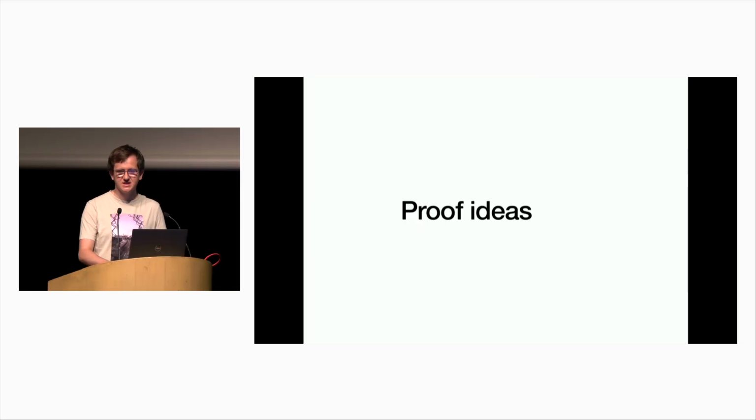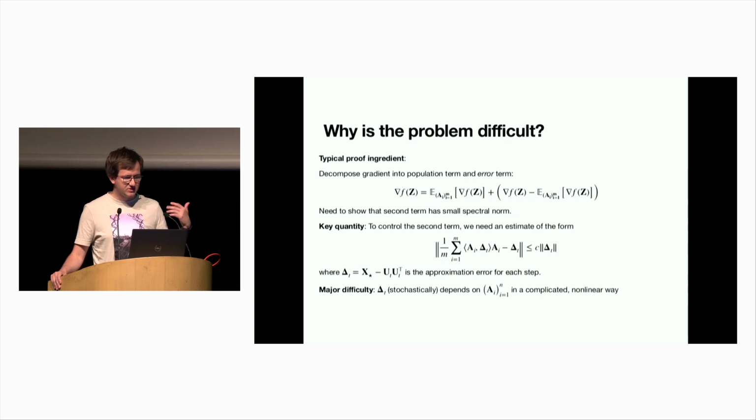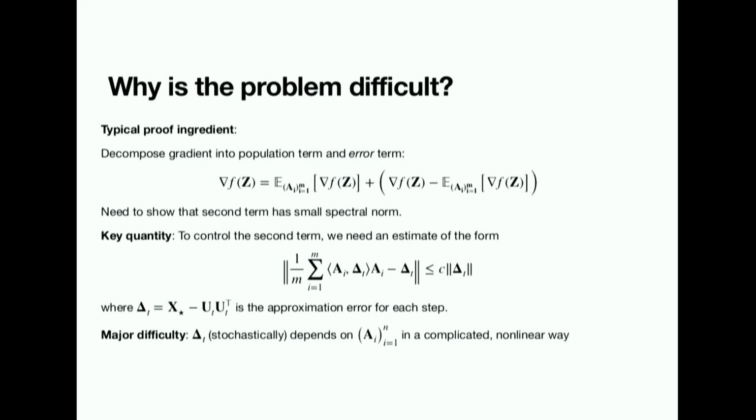Then let me briefly talk about the proof ideas in the last 3 minutes. Typically how you study these problems is you have the gradient, and the gradient is a random object because your measurements are random. So what you do is you decompose the gradient into an expectation part plus some deviation part, and you try to show that the deviation is small. For this, you need to control some term, which I wrote down here, but the precise formula is not important. The problem is that since you run gradient descent on a random loss function, your iterates U0, U1, U2 and so forth depend in some complicated way on the measurements.